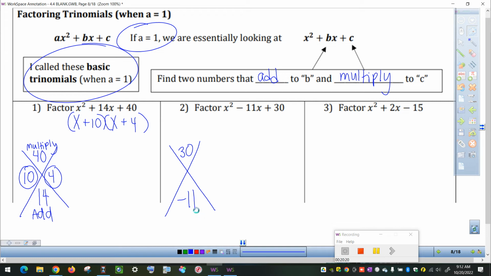Okay, Megan, what do you get? Awesome. In this case, it makes sense that they're both negative because -6 plus -5, that's -11. But when we multiply a negative by a negative, it equals a positive. So when we multiply them, it's going to equal +30. All right, so let's fill this in here. Very simple. Two parentheses side by side. We have x minus 6 times x minus 5.